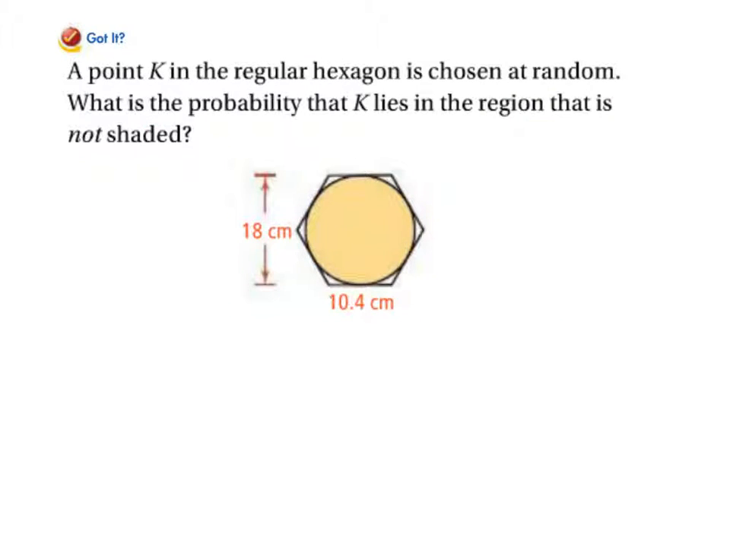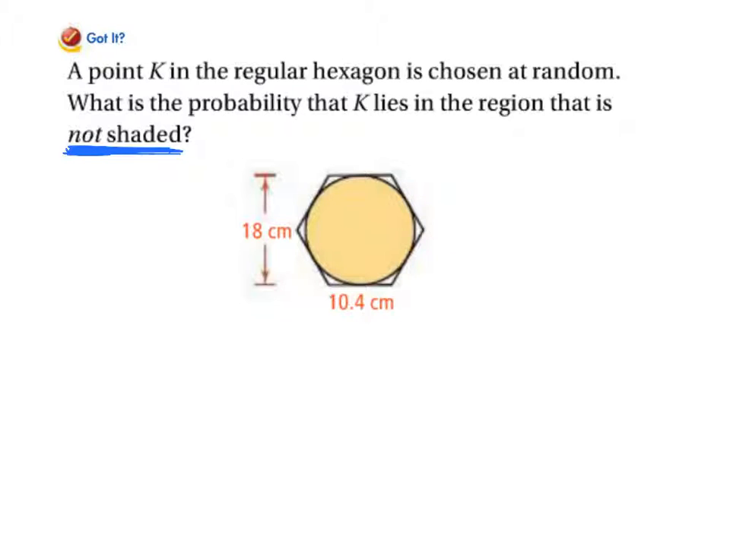All right, this one's going to be a little bit trickier for us. On this one, we're picking our point K, but notice that it says, what's the probability that K lies in the area that's not shaded? Okay, so now I'm looking at these white pieces over the total area. The white pieces that I'm considering a success is the not shaded part.